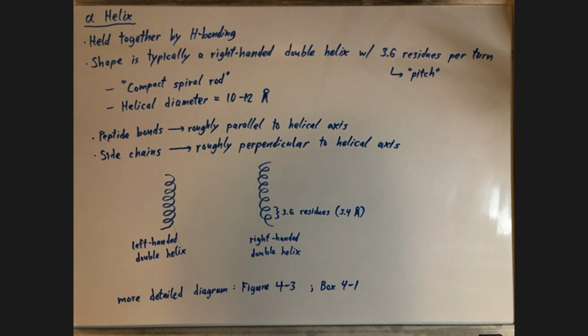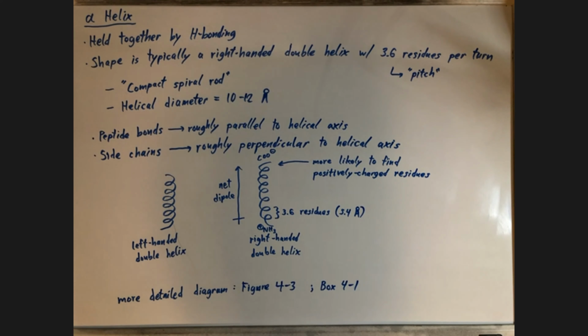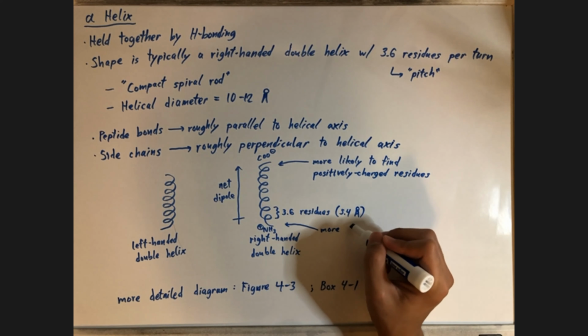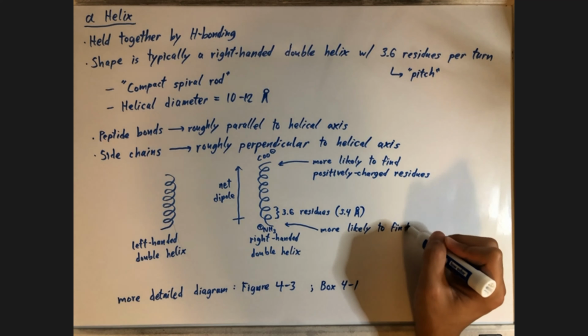We also have to remember that we still have a C and N terminus, and that's going to strengthen the net dipole of the alpha helix. This means you'll more likely find positively charged residues near the carboxyl terminus, and on the other hand, you'll find more negatively charged residues in the other end, toward the N-terminus.